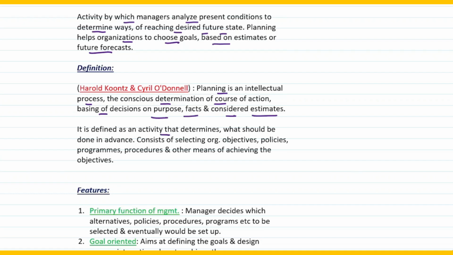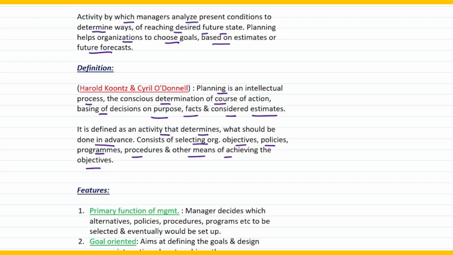It is defined as an activity that determines what should be done in advance. So basically, as we spoke already, it should be based more on future forecast or the estimates. So planning is an activity that would help you to determine what you need to do in advance, right? It consists of selecting organizational objectives, policies, programs, procedures, and other means of achieving the objectives, right?